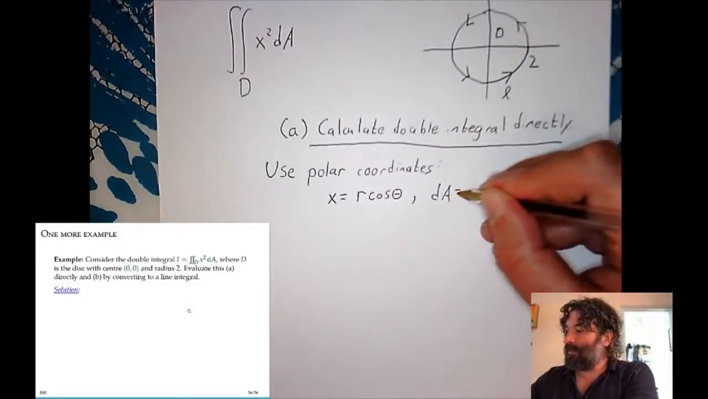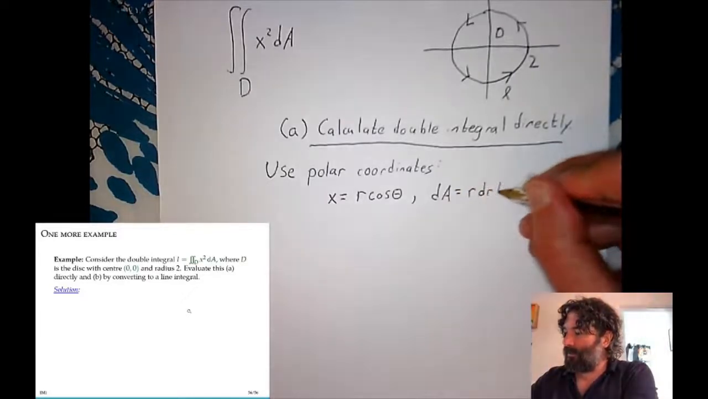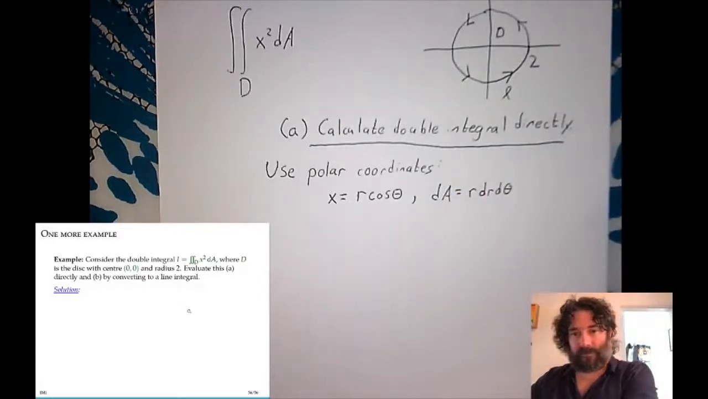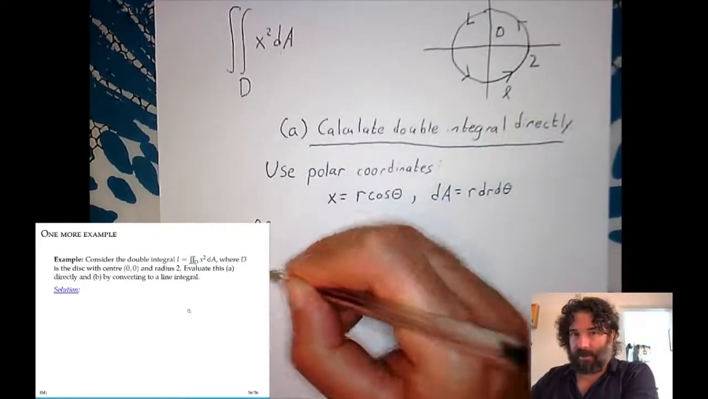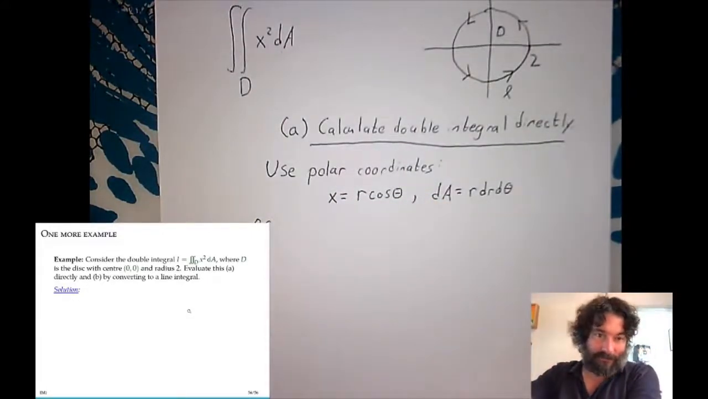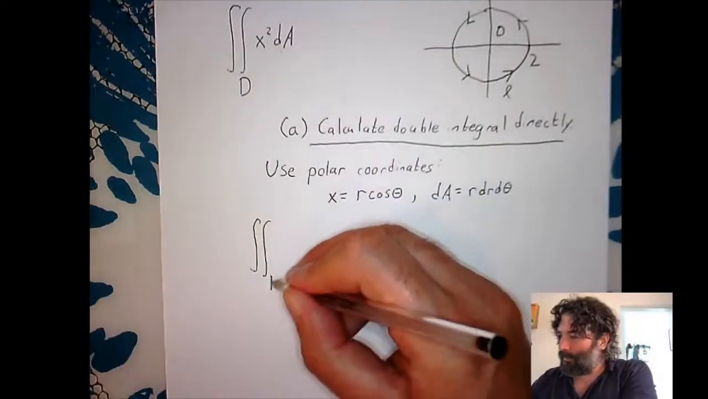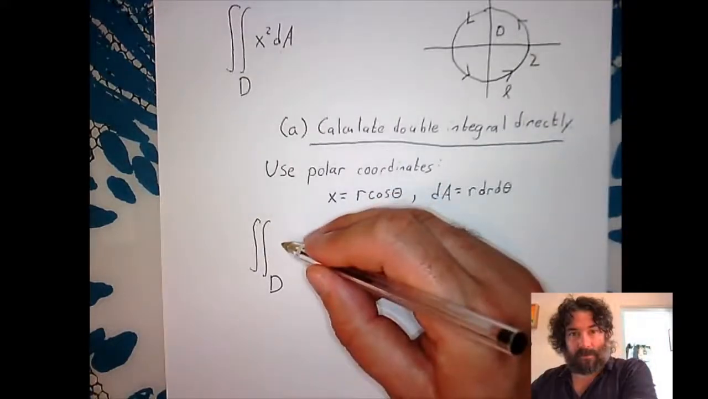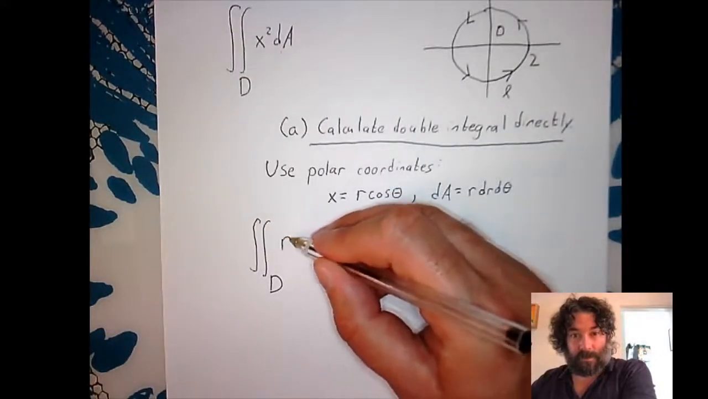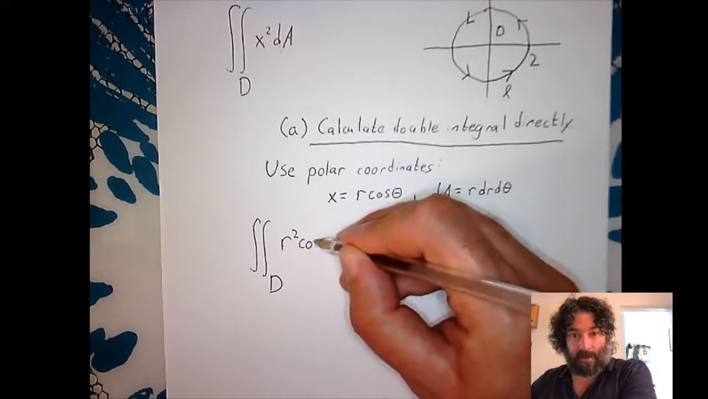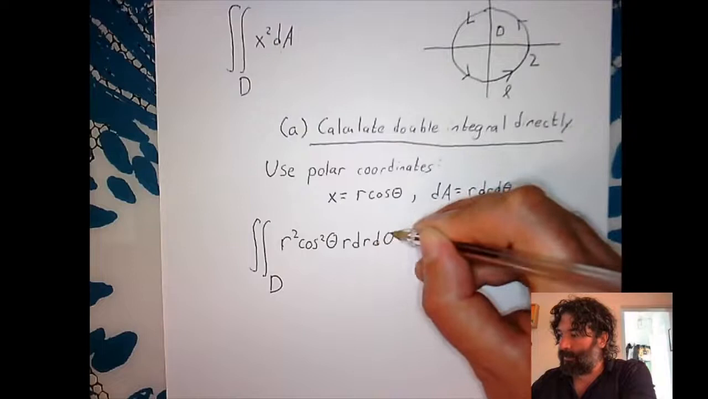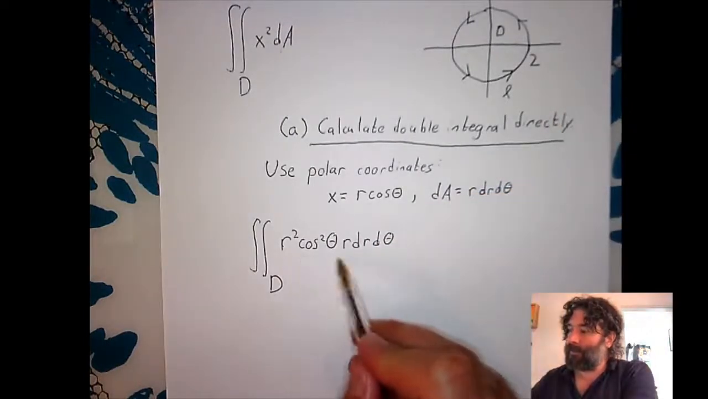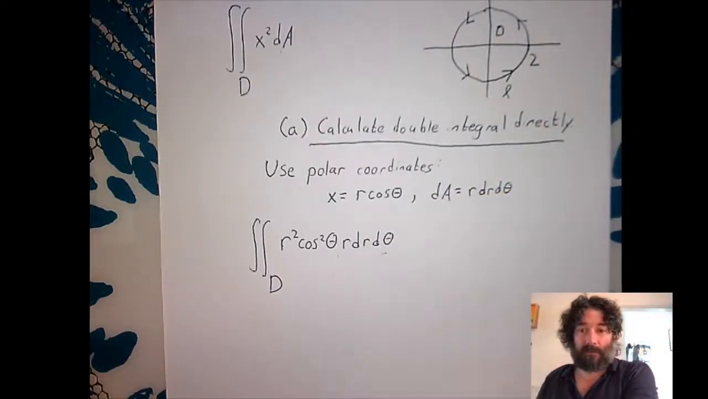dA is r dr d theta. All right, and so this double integral, when we write it in polar coordinates, is r squared cosine squared theta r dr d theta. So this is x squared, and this part is dA.